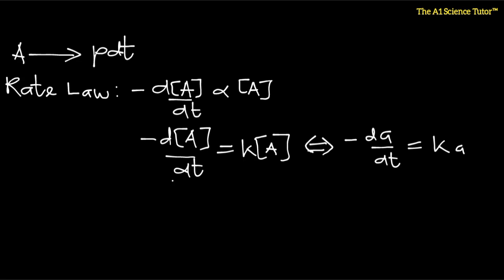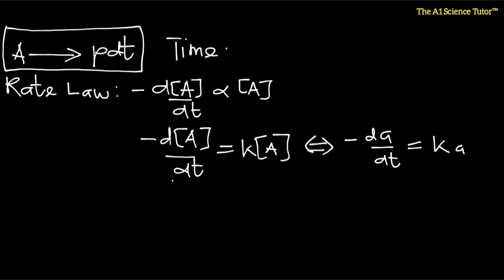Now, what you need to know is that this is the rate law for this reaction at time t equal to 0. That is at the time when no reaction has begun in this chemical process. So if the time for this reaction is equal to 0, then you have the rate law written this way. That will be minus dA dt, and that is going to be equal to kA. That is how to write it.